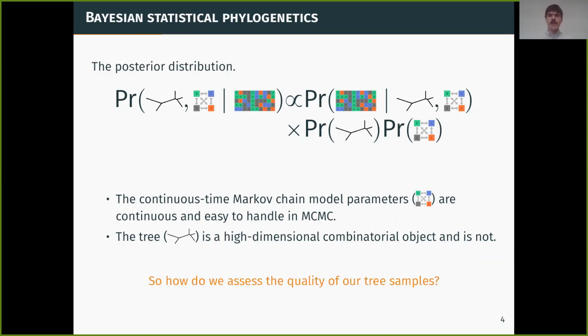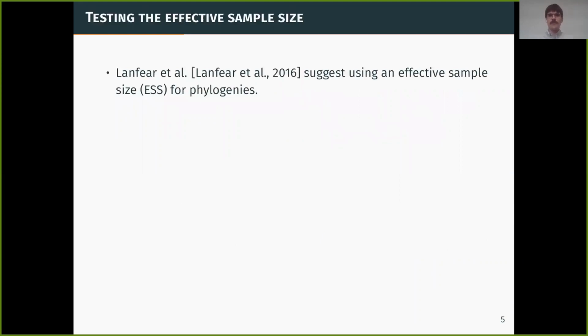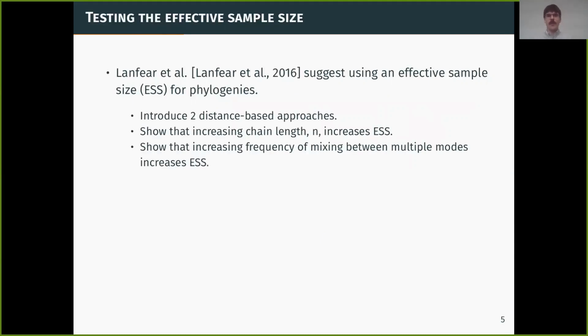So what are we to do if we want to know if our tree sampling worked well and if our estimates are trustworthy? Well, one thing we can do is follow along with the suggestion from Lanfear et al. 2016, where they suggest an effective sample size for trees. What they did is introduce two different distance-based approaches, and then they showed that these correlate with things that an ESS measure should. So if you increase the length of the chain, you increase the effective sample size. If you have multiple modes and you switch between them more often, you increase the effective sample size.